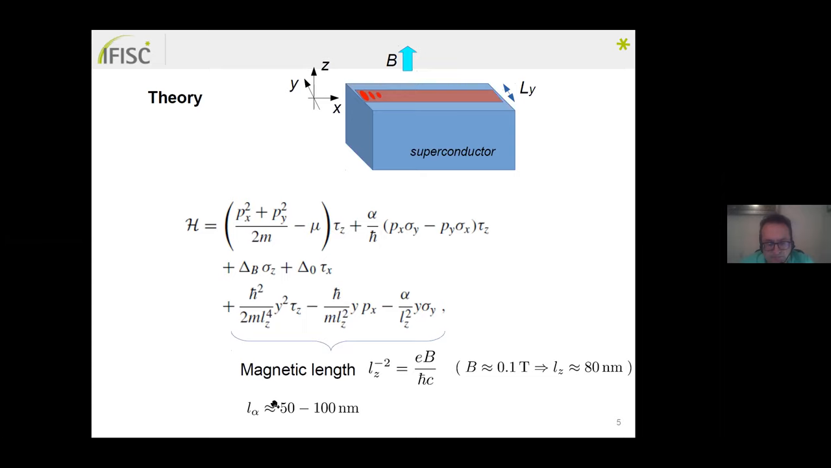And for typical values of the spin orbit intensity, the spin orbit length is on the order of 50, 100 nanometers. So we consider a strip, a two-dimensional nanowire whose transverse width Ly is, let's say, 100 nanometers or larger, will be in the regime where the spin orbit interaction is very strong and the magnetic length is also very strong. And this is precisely the regime we are interested in. We have many modes propagating in the wire, and spin orbit and orbital effects are strong.